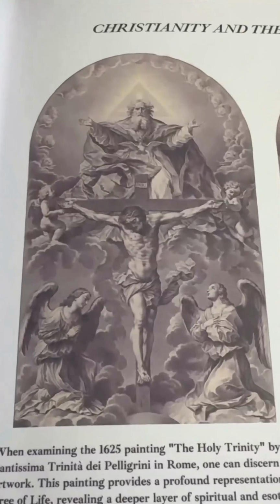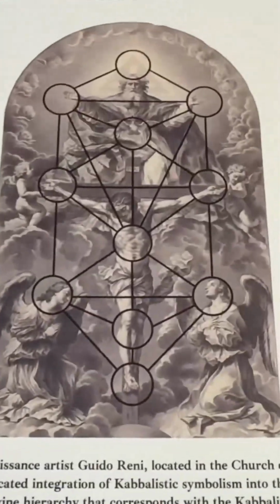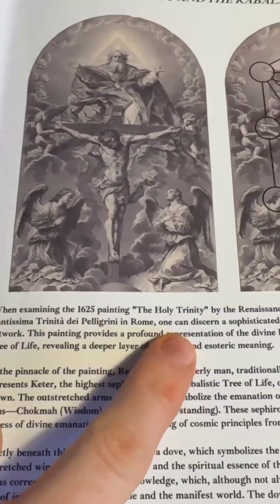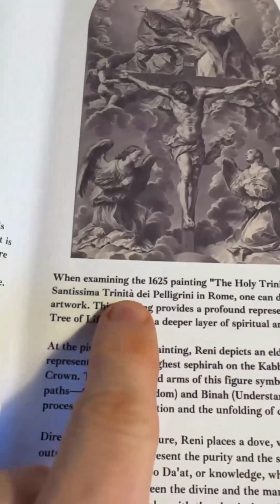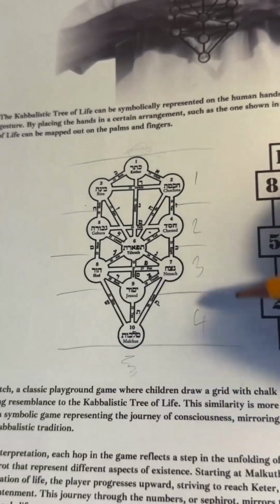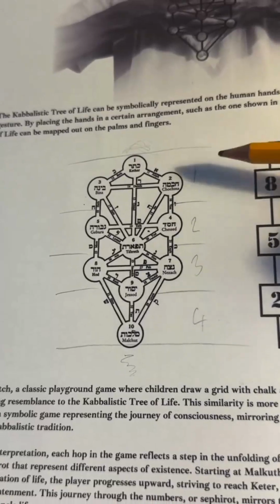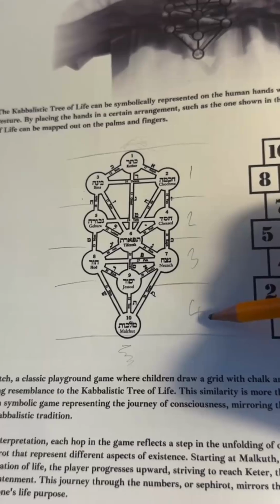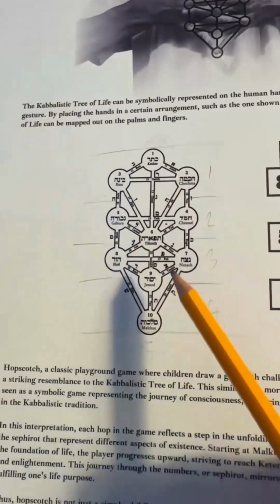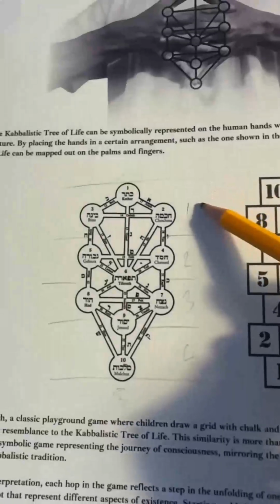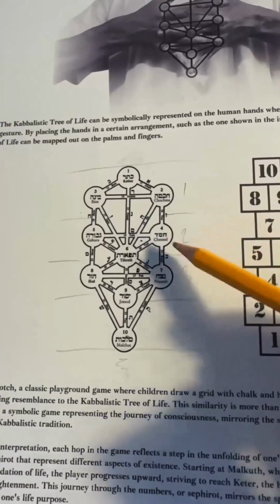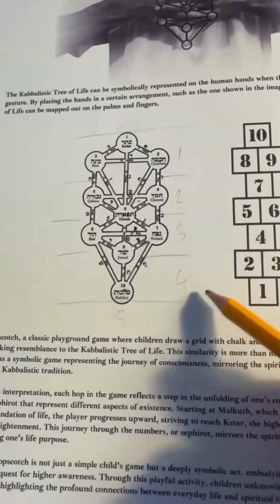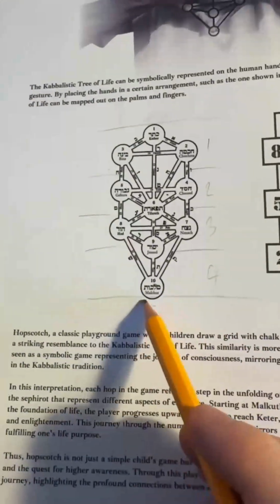This Christian painting called the Holy Trinity even has the Kabbalah tree inside of it, and it's from 1625, and you can find this in Rome in this church. The tree can be divided in these four sections, representing the four dimensions of consciousness: the spiritual, the mental, the emotional, and the physical. And that's how consciousness solidifies into a physical reality. We have willpower. Willpower turns into thought and thinking. Thinking turns into emotion and desire. And that turns into a physical action to create the physical world.